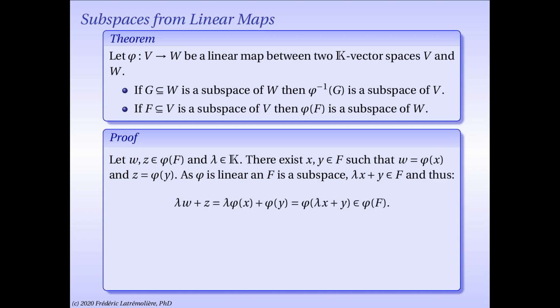And this is where I use linearity. If I calculate lambda w plus z, then I simply replace w and z by what they are. It's lambda phi of x plus phi of y, which is phi of lambda x plus y. This is the linearity of phi right there. And since lambda x plus y belongs to F, phi of lambda x plus y belongs to the image of F by phi. Again, 0 is phi of 0, so 0 is in the image of F by phi, and therefore phi of F, as announced, is a subspace of W.